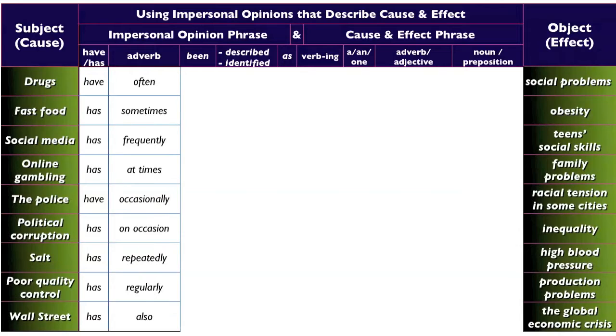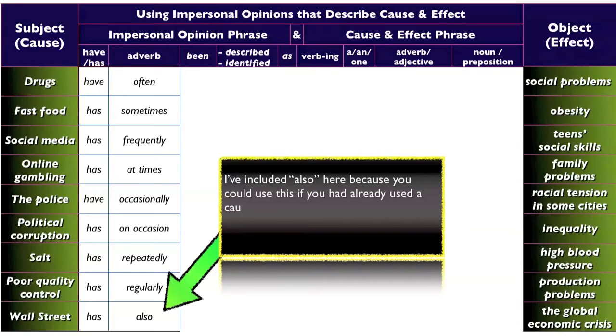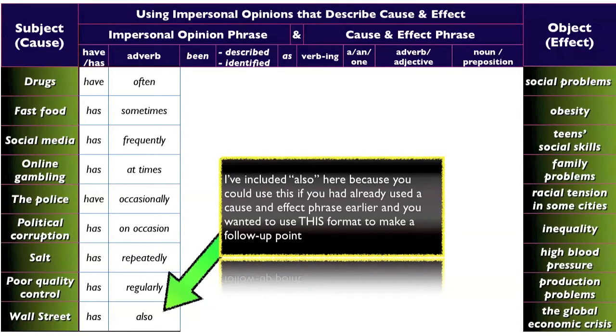Then we're going to use an adverb, and the adverbs we're using here are for the often or sometimes family. The synonyms of often are frequently, repeatedly, and regularly. And the synonyms of sometimes are at times, occasionally, and on occasion. I've included also here because you could use this if you had already used a cause and effect phrase earlier and you wanted to use this format to make a follow-up point.